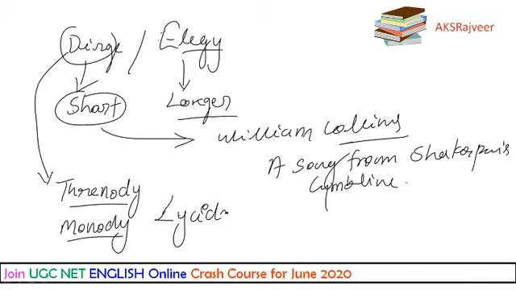Lycidas by Milton. This is a threnody as well as a pastoral elegy. And learners, Lycidas is a monody, not a threnody. I'm really sorry, but this is a monody. Lycidas is written on the death of Edward King, a friend of John Milton.